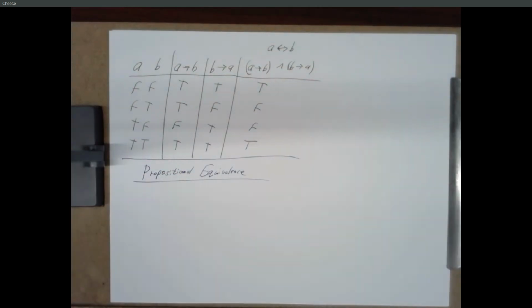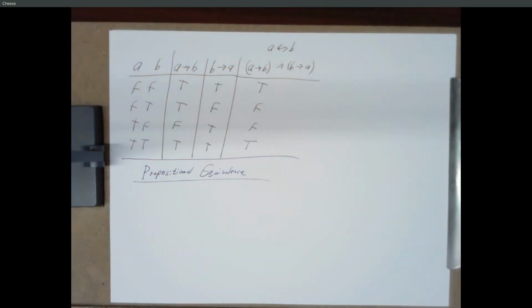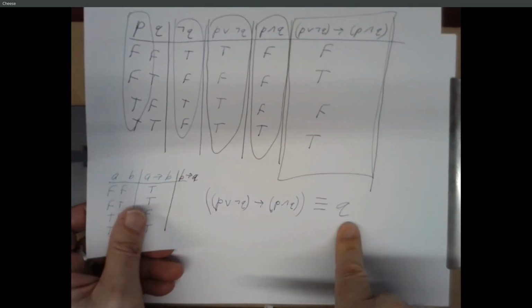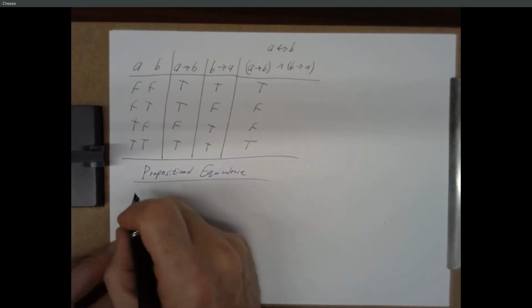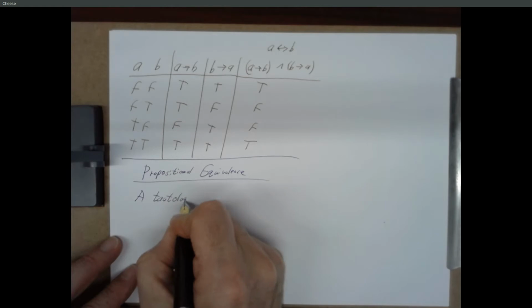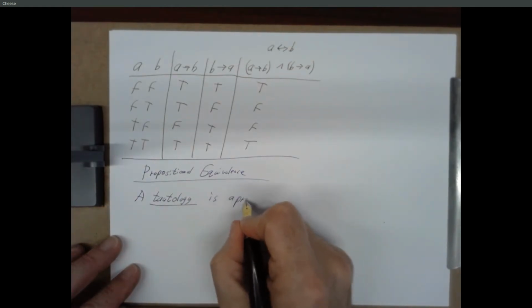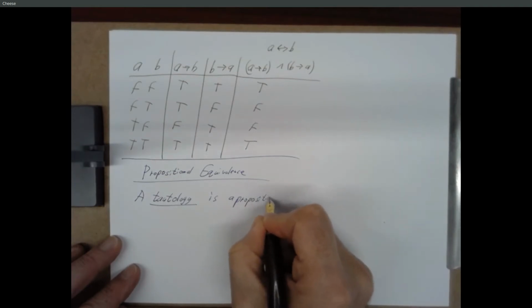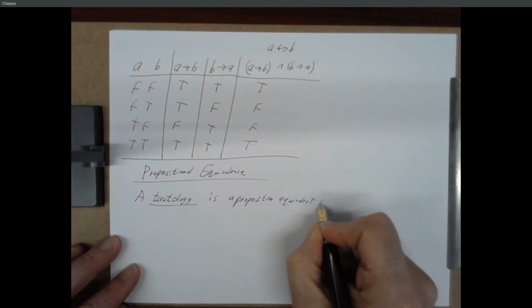So let's play a little more with this idea of propositional equivalence. The idea that this is equivalent to an exclusive NOR, or that this expression was equivalent to just the expression Q. There's two propositional equivalences that we're very interested in. One is called a tautology. So a tautology is a proposition equivalent to true.